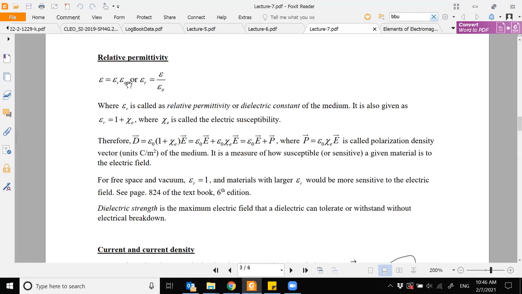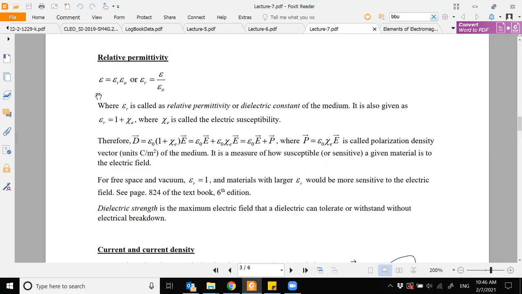And this term is called the relative permittivity. So this is the permittivity of free space, epsilon 0. The 0 automatically means that it's for the free space. And epsilon r is the relative permittivity. And then epsilon is the permittivity of any material.